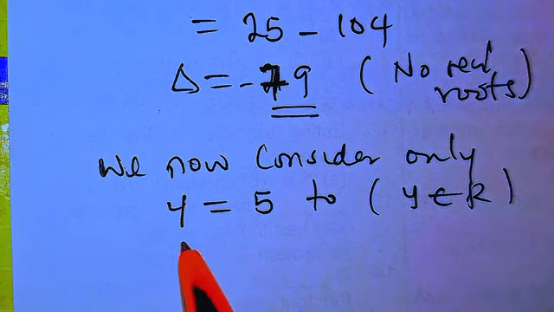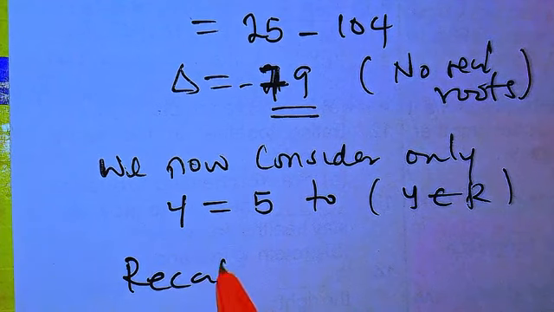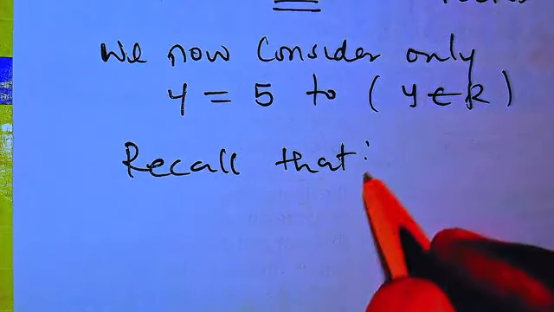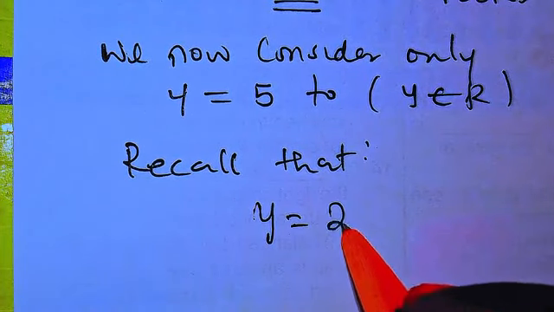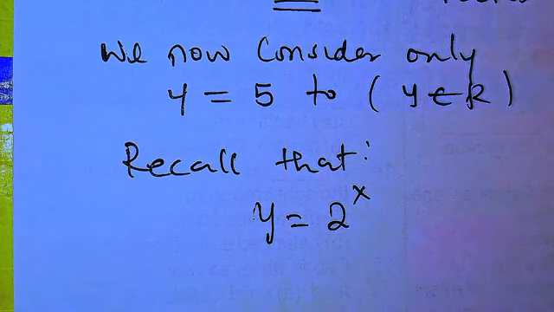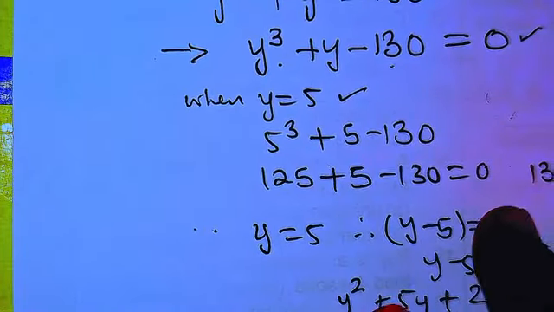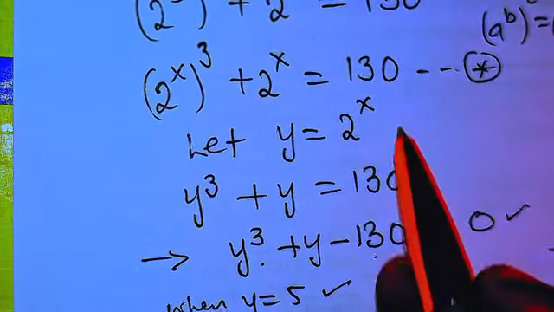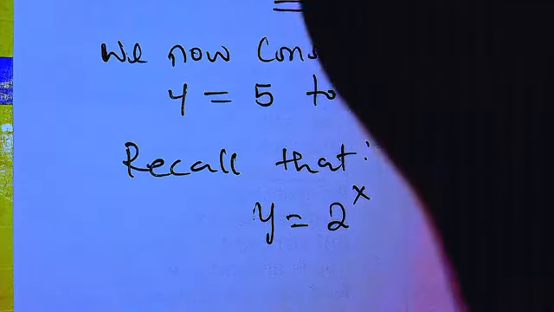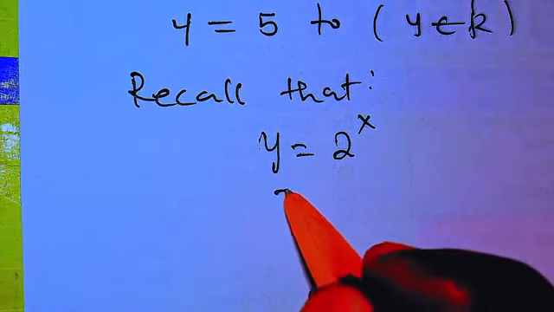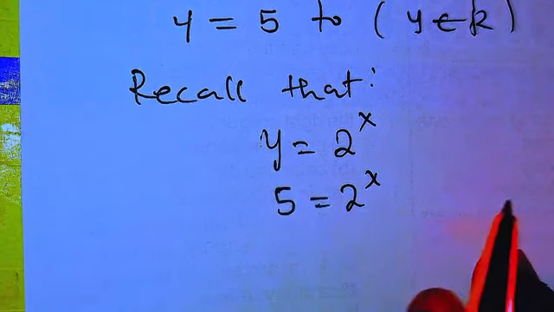But don't forget that we need to recall again that y equals 2 to the power x from the beginning. If you remember, y equals 2 to the power x. So we are going to have y to be 5 equals 2 to the power x.